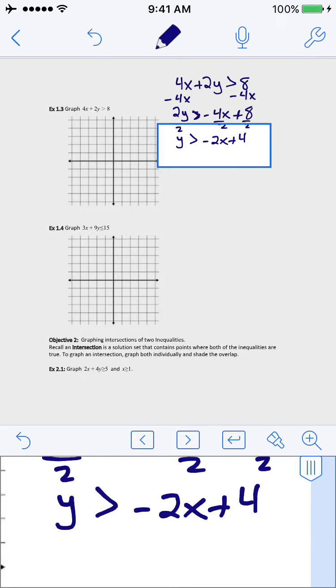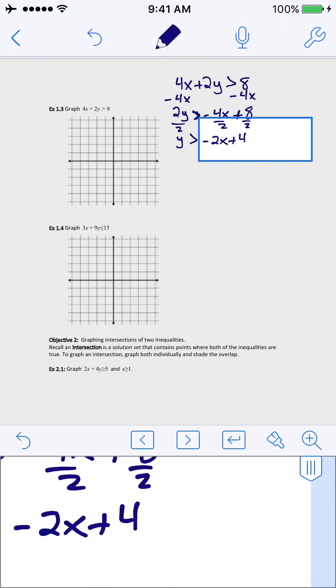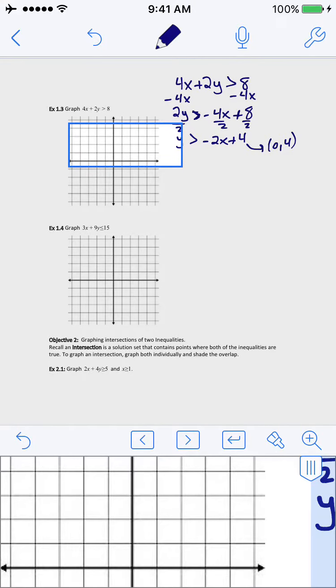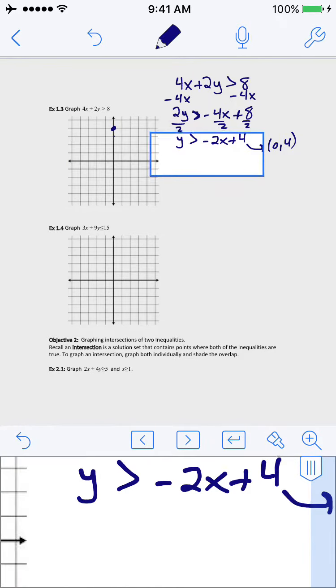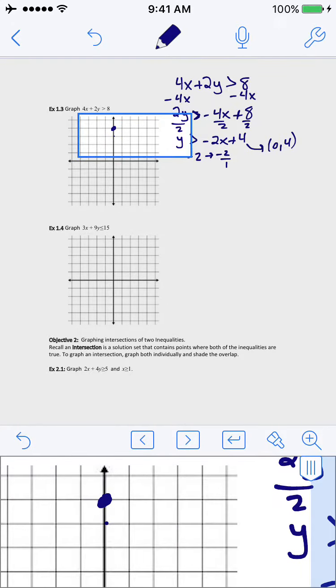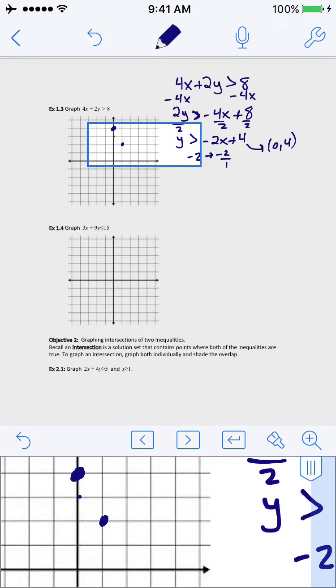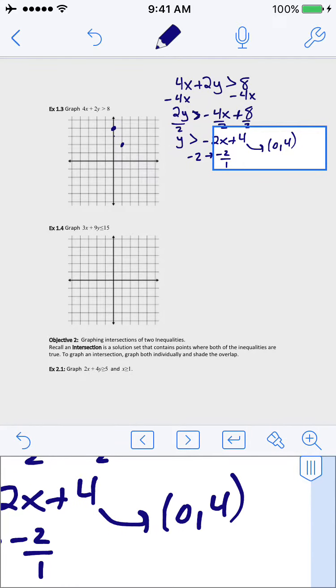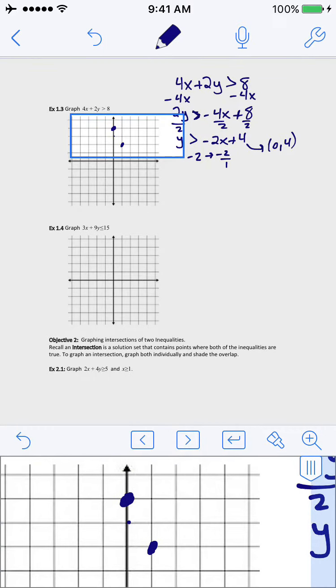Alrighty. Now we'll graph it like it's equal. So start at 0, 4, right? That's what this tells us. 0 out and 4 up. 1, 2, 3, 4. Yep, there's 0, 4. And then I want to go down 2 over 1. Remember, a slope of negative 2 is negative 2 over 1. So down 2 and over 1. Now pause before I draw my line, because I've got to make sure that I've graphed that correctly. So I start at 0, 4, and I go down 2 over 1.